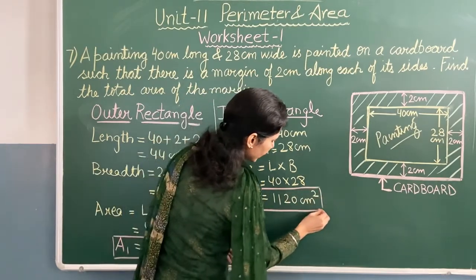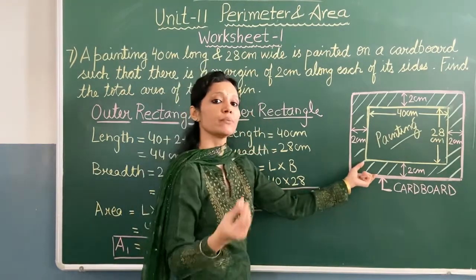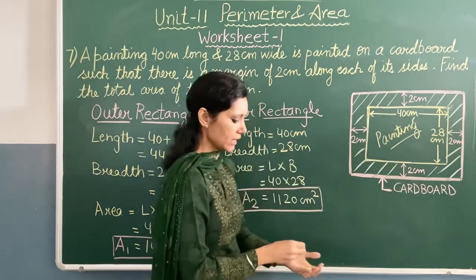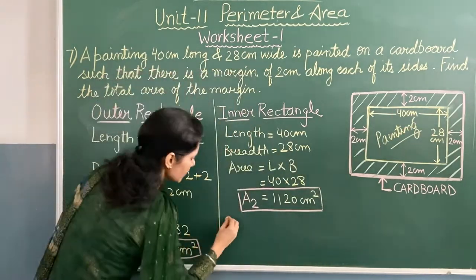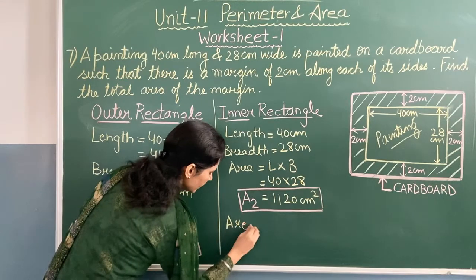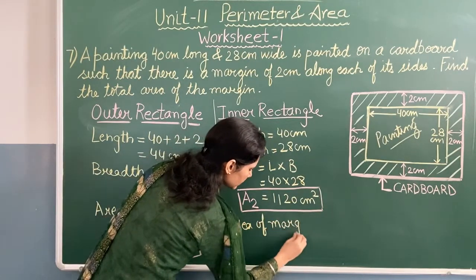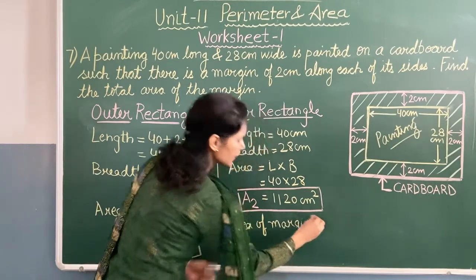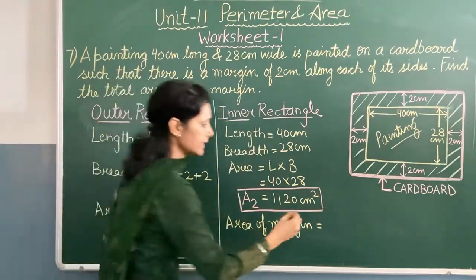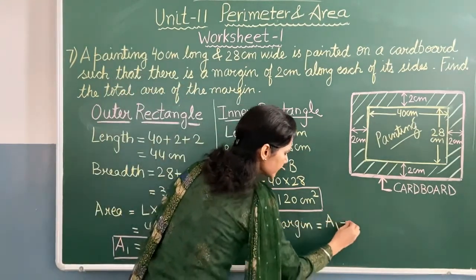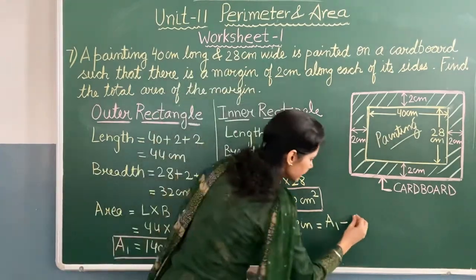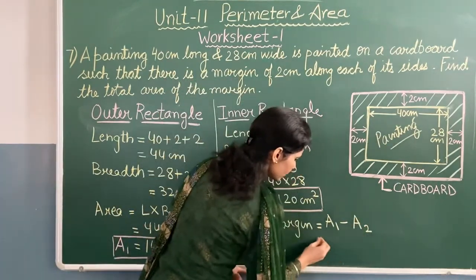Now we need to find the area of the margin, or we can say the area of the path. So area of the margin is equal to the area of the outer rectangle, that is A1, minus the area of the inner rectangle, that is A2. So let's put in the values.